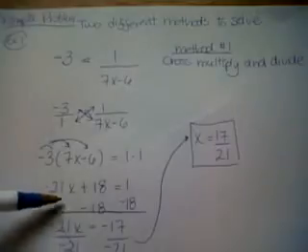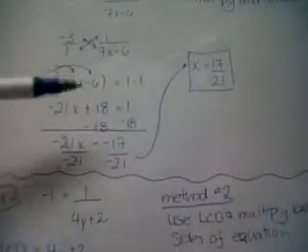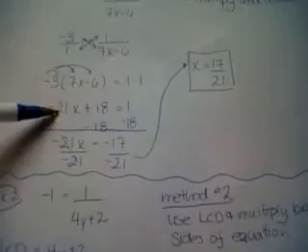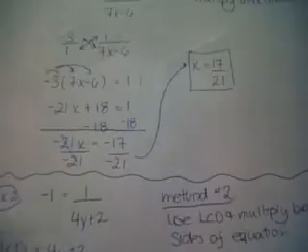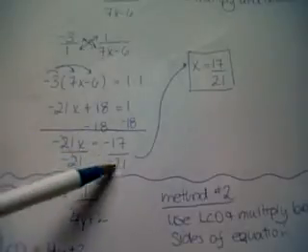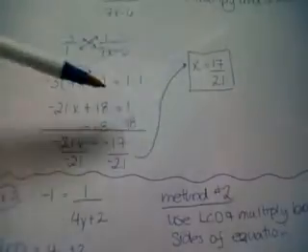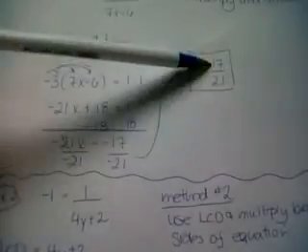To solve this, my goal is to solve for x by itself. So I will subtract 18 from both sides because this is positive. I'm left with negative 21x on the left side and a negative 17 on the right side. My goal is to get x by itself, so I'll divide both sides by negative 21. On this side, the negative 21s cancel each other out, and I'm left with an x. And on this side, I have negative 17 divided by negative 21. Negative divided by negative cancels out. I look to see, can I reduce this at all? And the answer is no.